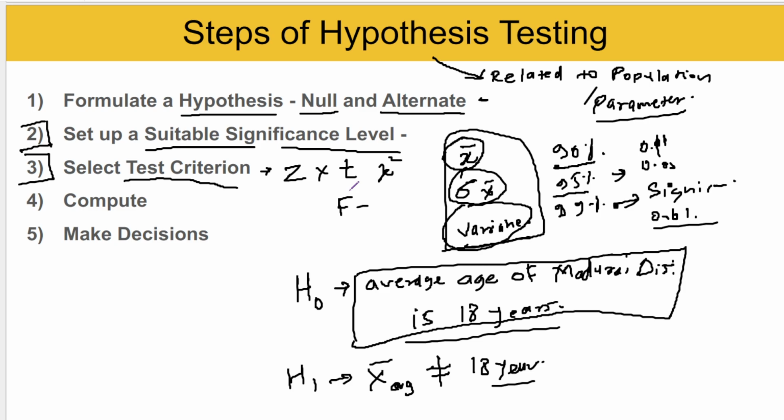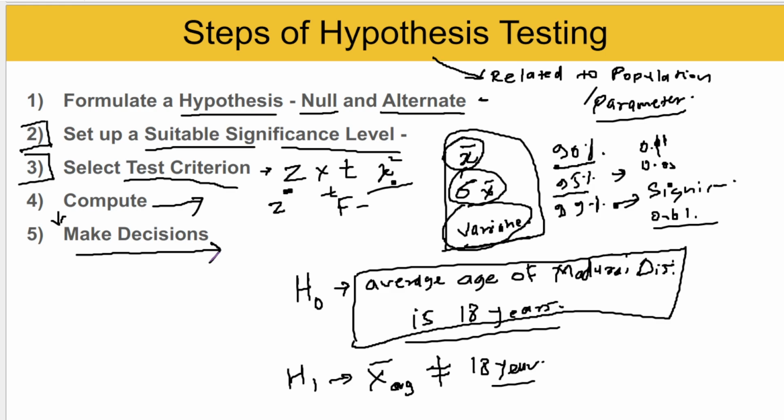Each test will have its criterion. Z test will have the Z value we will calculate, T test will have the T value, chi-square we will calculate the chi-square statistic, and in F test there is another one. We will calculate this test statistic using the formulas, and based on this test criterion, we will take the decision whether to accept or reject the hypothesis. Is it clear so far? Any doubts?